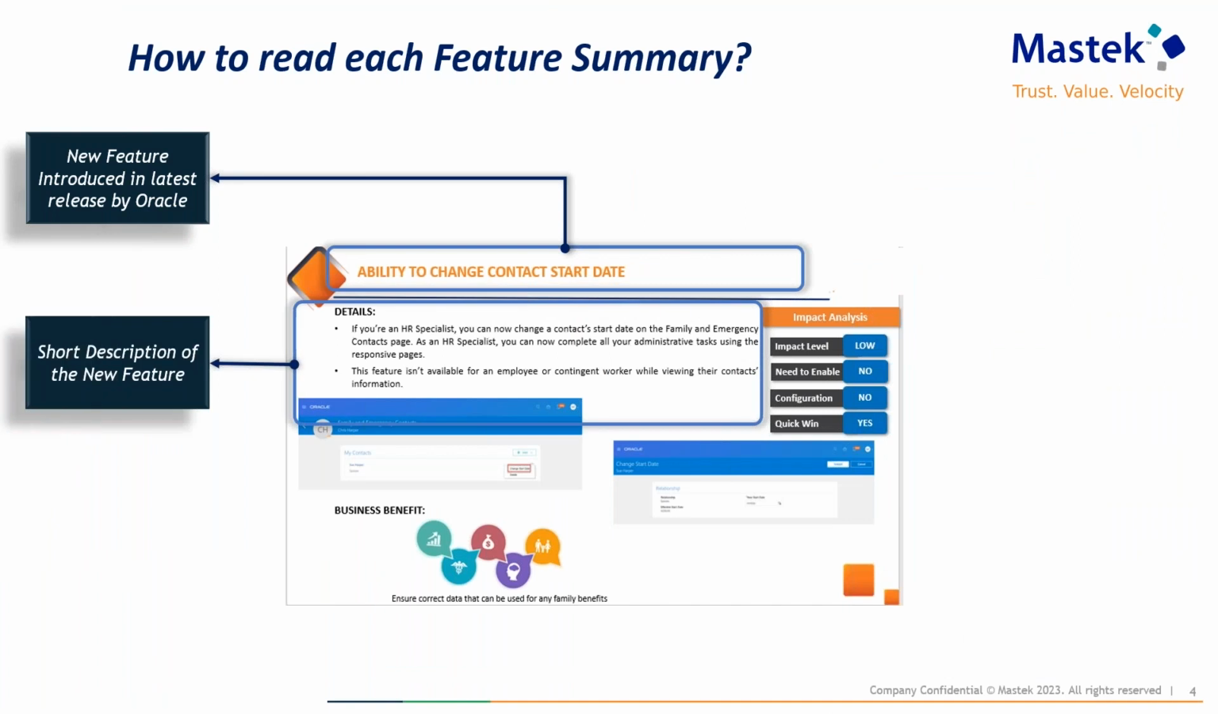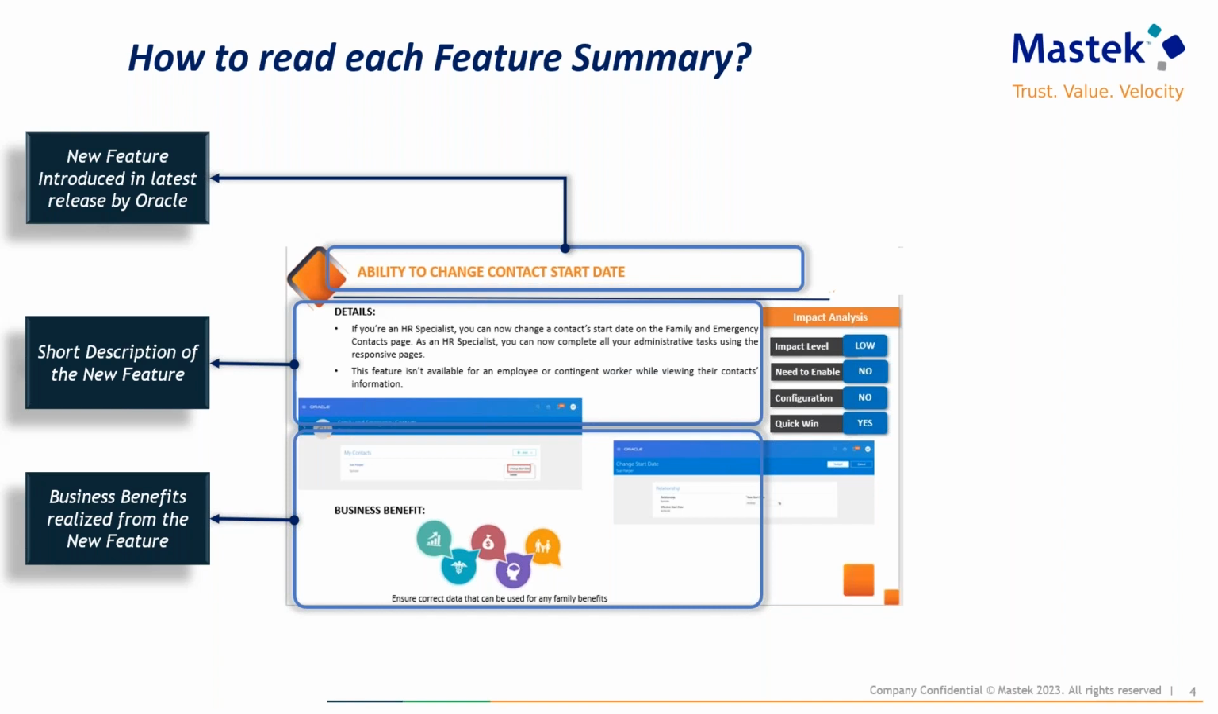This is to give you a glimpse of how we have crafted the structure of this session. So the first thing you see is the list of new features coming to 24B, detailing the features, so you get a brief understanding of what the new features are all about. And next are the business benefits and important takeaways for you as a decision maker.